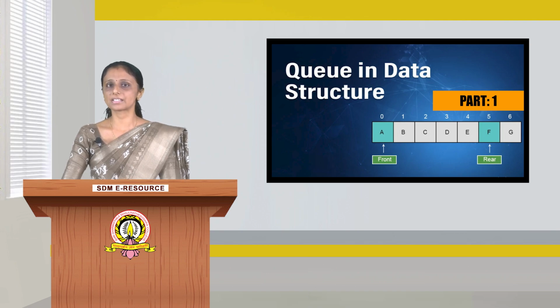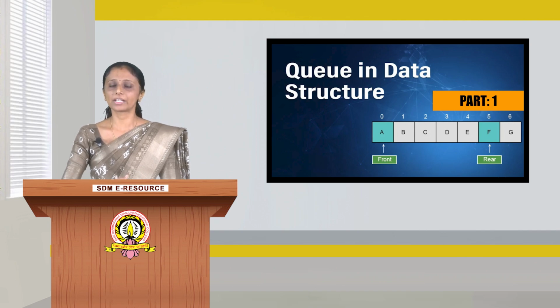Non-primitive data structures are of two types: linear data structures and non-linear data structures. Linear data structures are stack, queue, arrays and list, and non-linear data structures are trees and graphs. What I am discussing here belongs to the linear data structure. In a linear data structure, the instructions are executed in a sequential manner.